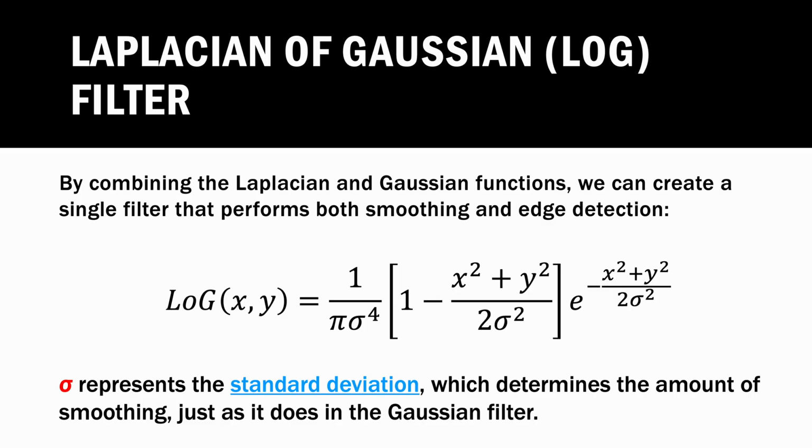The Laplacian of Gaussian, or LOG filter, combines two important steps, smoothing and edge detection, into a single operation. The Gaussian component reduces noise, while the Laplacian detects rapid intensity changes that define edges. By merging the two functions, we create one filter that performs both tasks efficiently. In this equation, sigma represents the standard deviation, which determines how much the image is smoothed before edge detection occurs.